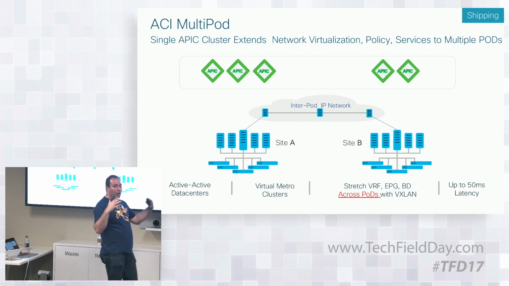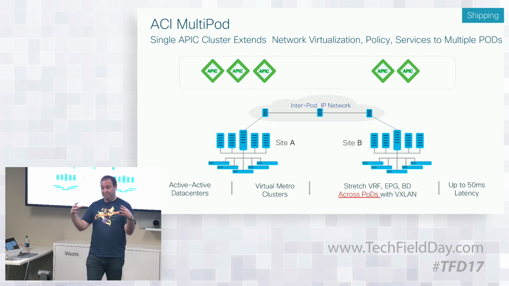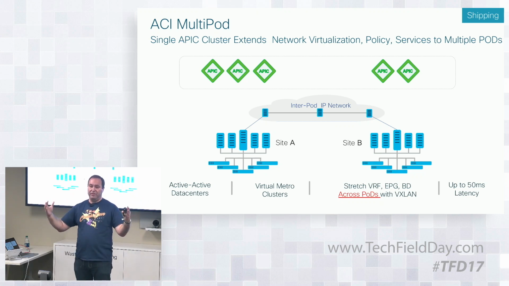In a multi-pod environment, we have a single APIC cluster, and we can deploy the pods across different locations. That's also a way of growing the ACI fabric. We would like you to keep the pods to 200 leaves. So if you want to grow very large, we want the control plane to sort of stay localized. And that multi-pod allows you to have multiple control plane domains with a single management plane.